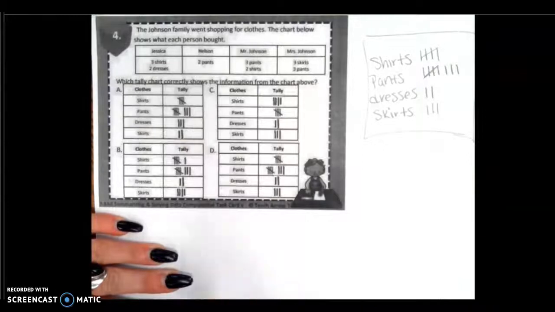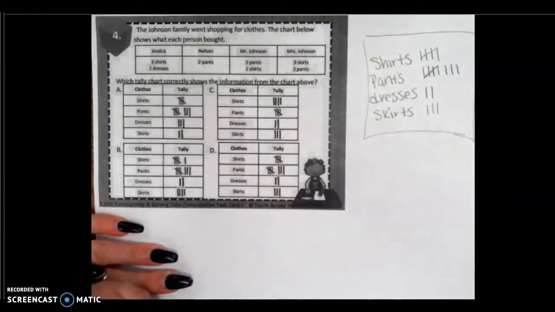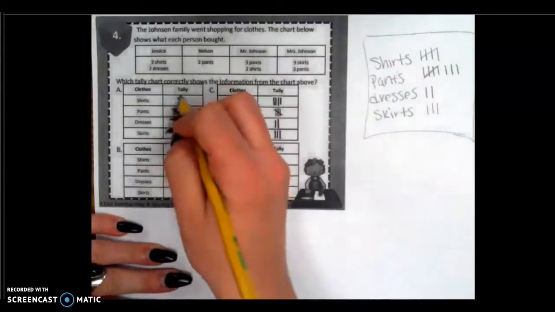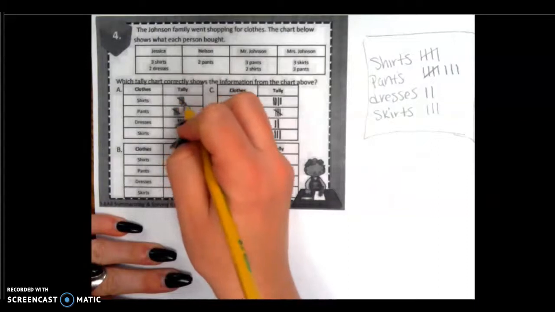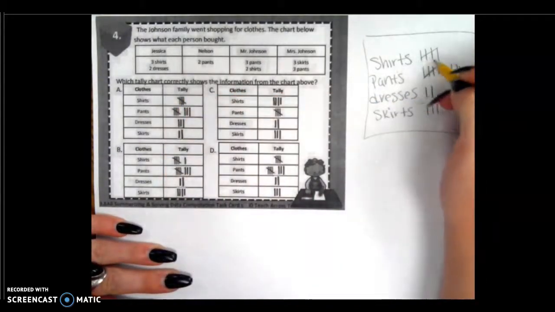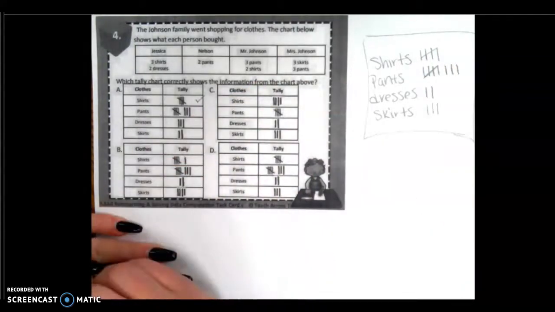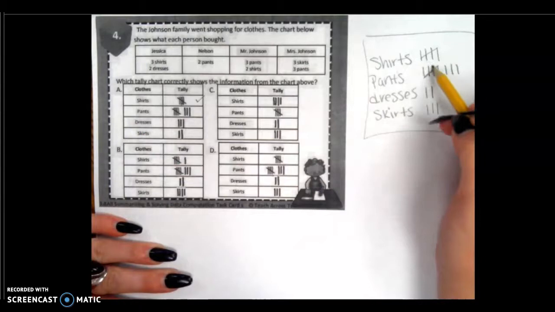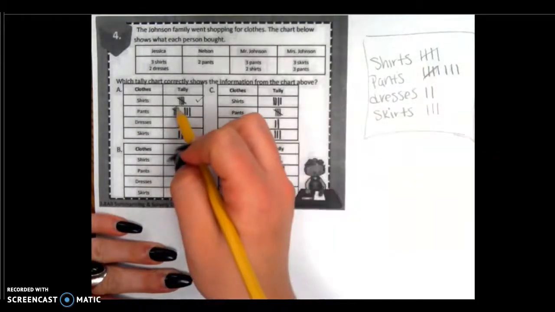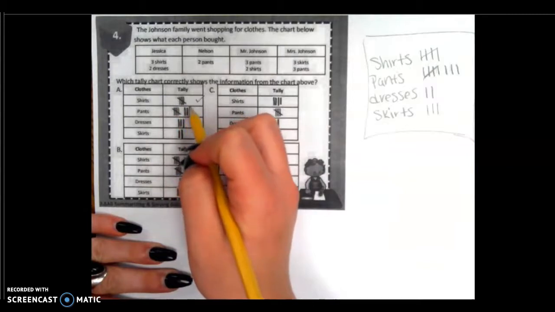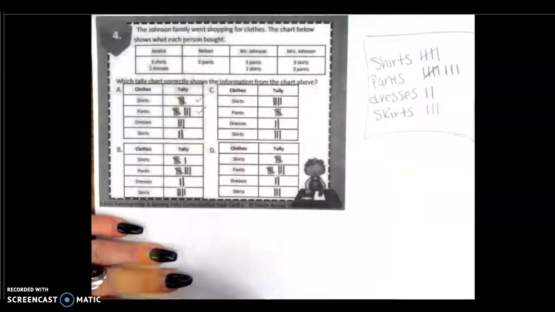Now, let's go to our answer choices and see which one of these matches. So for shirts, let's see. 1, 2, 3, 4, 5. Let's go over here and check. 1, 2, 3, 4, 5. So shirts works. How many pants did we have? Well, let's see. 1, 2, 3, 4, 5, 6, 7, 8. So we have the same number of pants.